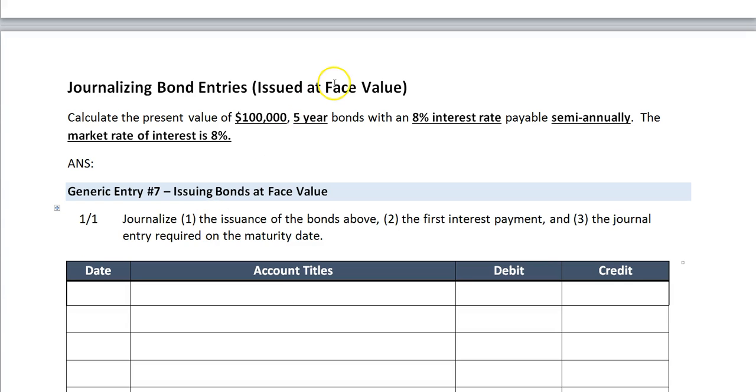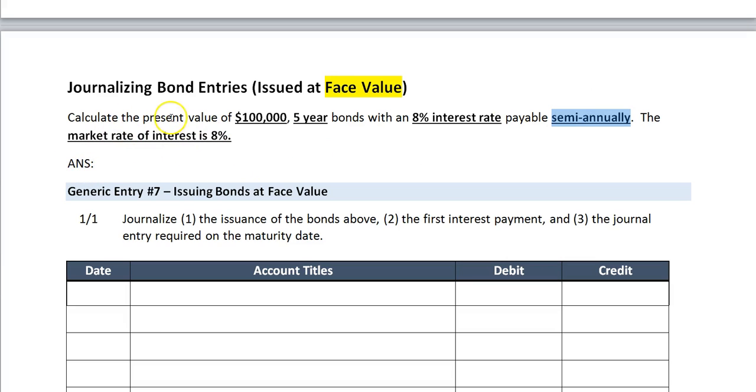Alright, the third scenario, we're going to see journalizing bonds, this time at face value. This one's the easiest of the three scenarios. So we have a $100,000 5-year bond, 8% coupon rate, and an 8% market rate. So that's what makes it be issued at face value. These two are in perfect balance. And the interest is still semi-annually.